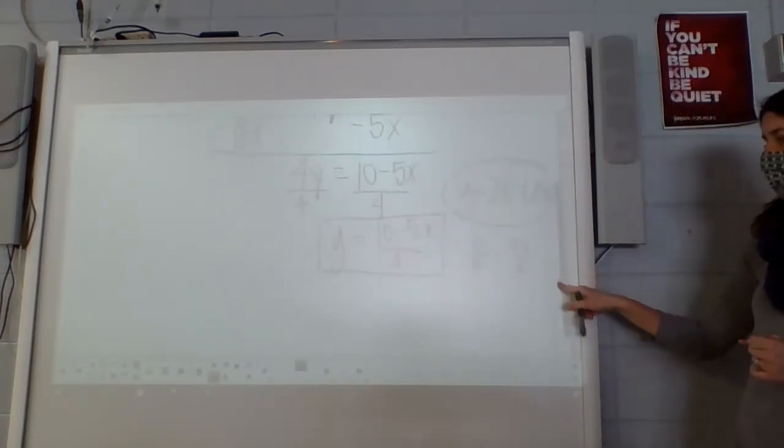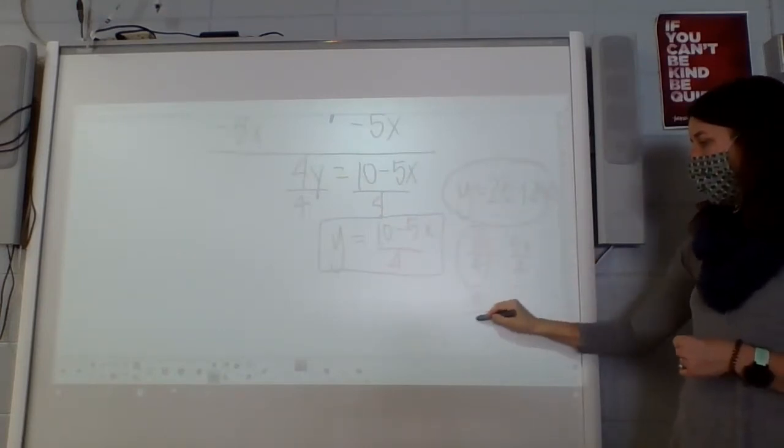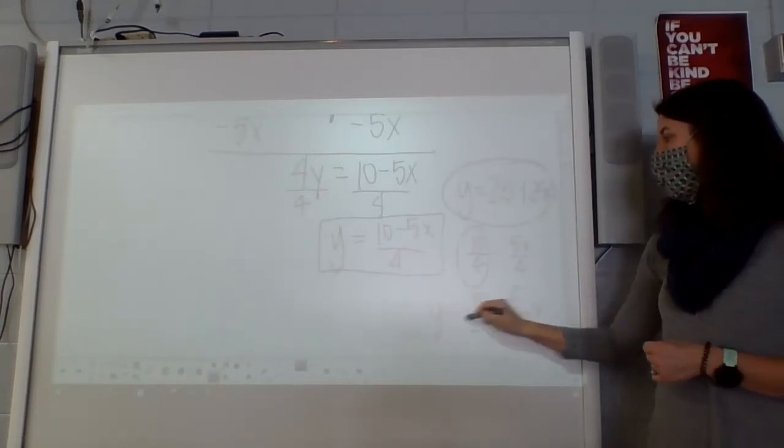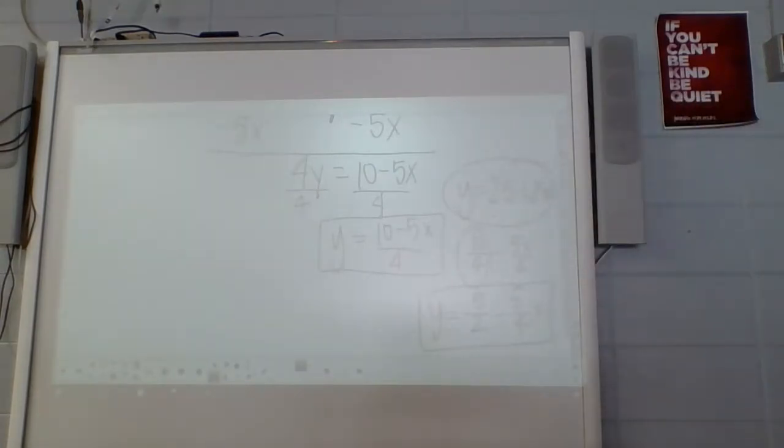Now, if you broke it up as two separate fractions, I would ask that if you do this, you simplify that 10 over 4. So this becomes 5 over 2 minus 5 over 4x. So this is the other option, I think, between all of these.